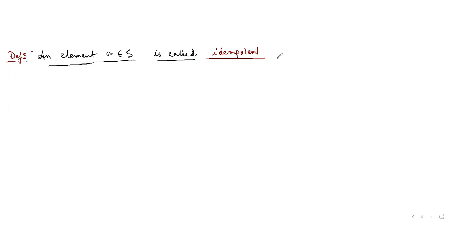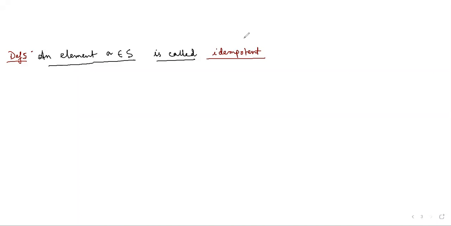An element small a belonging to capital S. It is talking about a single element, small a belonging to S, is called idempotent. You are not unfamiliar with this term. You have got it in case of matrix theory. You have learned the idempotent matrix.